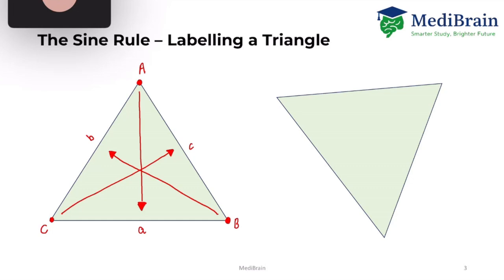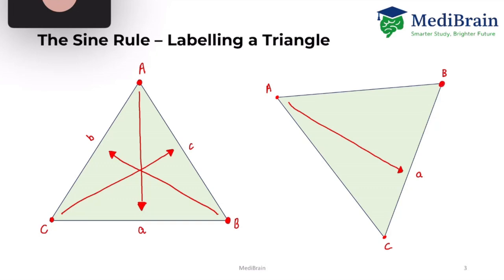All you need to remember is that the side which is opposite to that corner must be labeled with the lowercase format of that letter. So let's say that this was capital A, this was capital B, and then this was capital C. The side which is opposite to this capital A is this side over here, and therefore that side is going to be lowercase a.